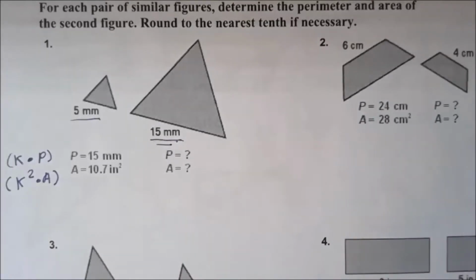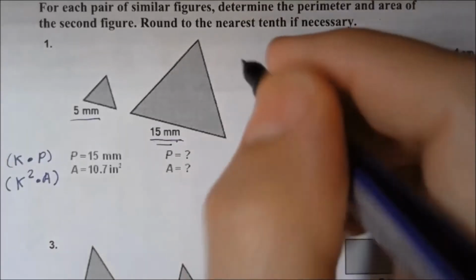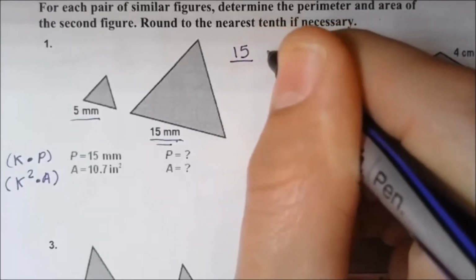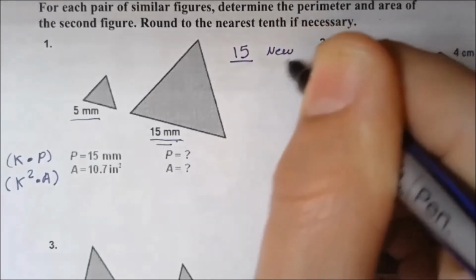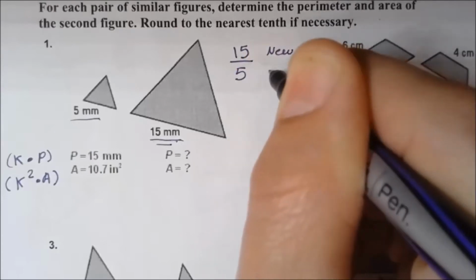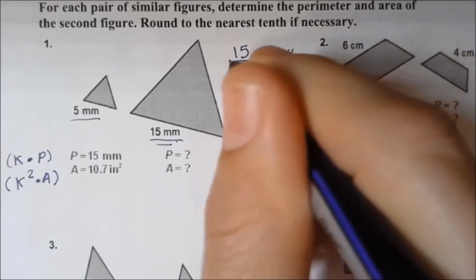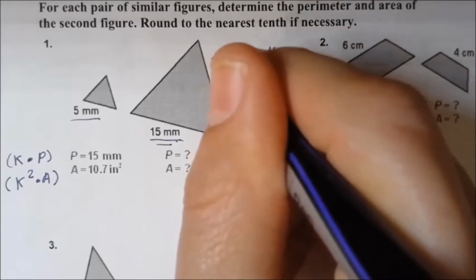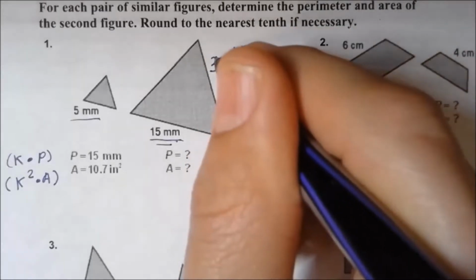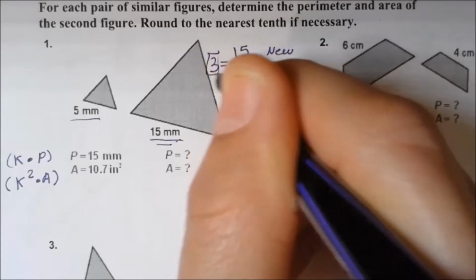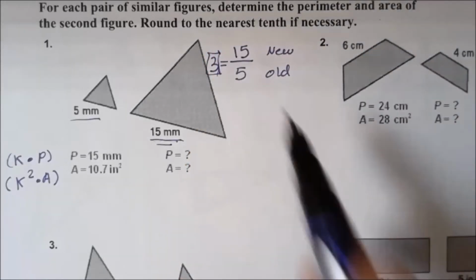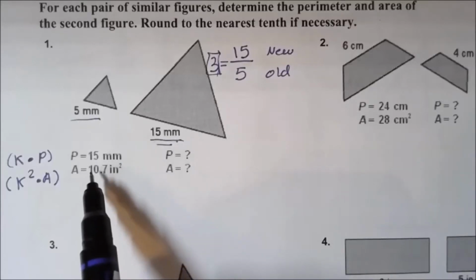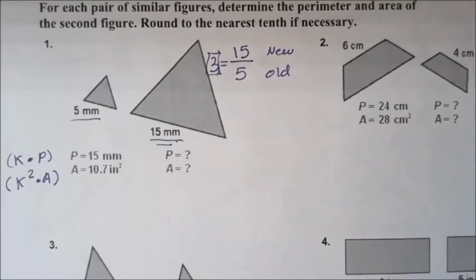I think for this one we don't even need a calculator. We have 15, our new, over 5, our old figure. How many times can 5 go into 15? The answer is 3. So our scale factor is 3. Now that we know that, we can use it to change our perimeter and our area. Let's do the perimeter first.